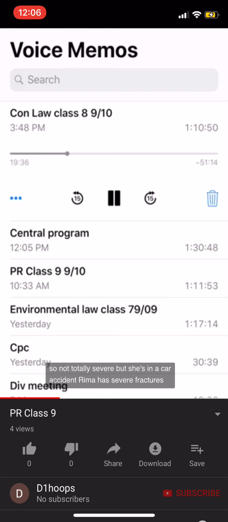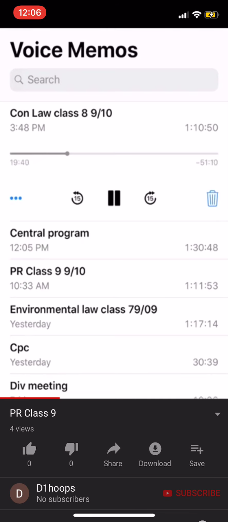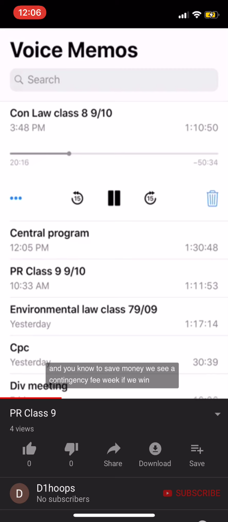Rima has severe fractures, abdominal injuries, and spends 5 weeks in the hospital. And to save money, we say a contingency fee. If we win, we get a certain percentage of the winnings. We take a third contingency fee. One third, and we get a third, and our attorney expenses.